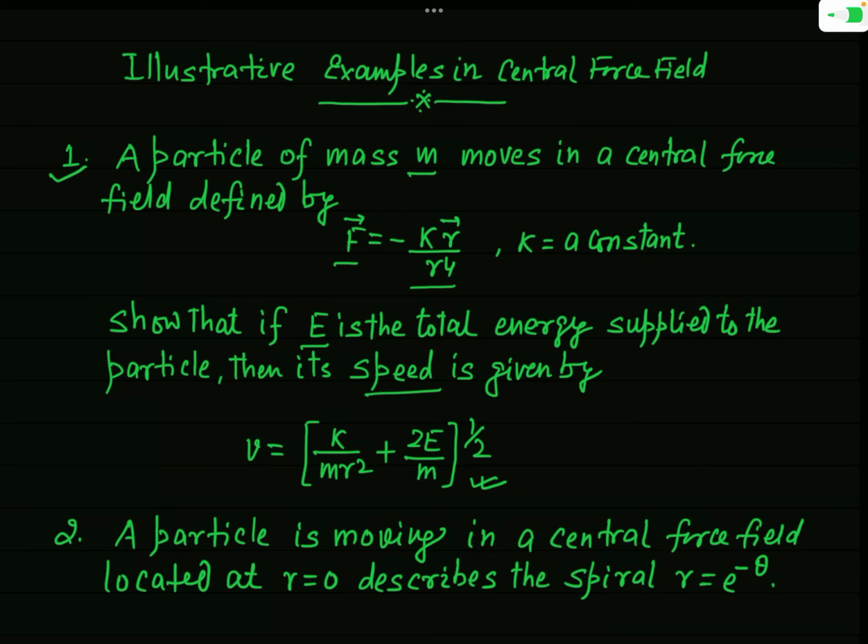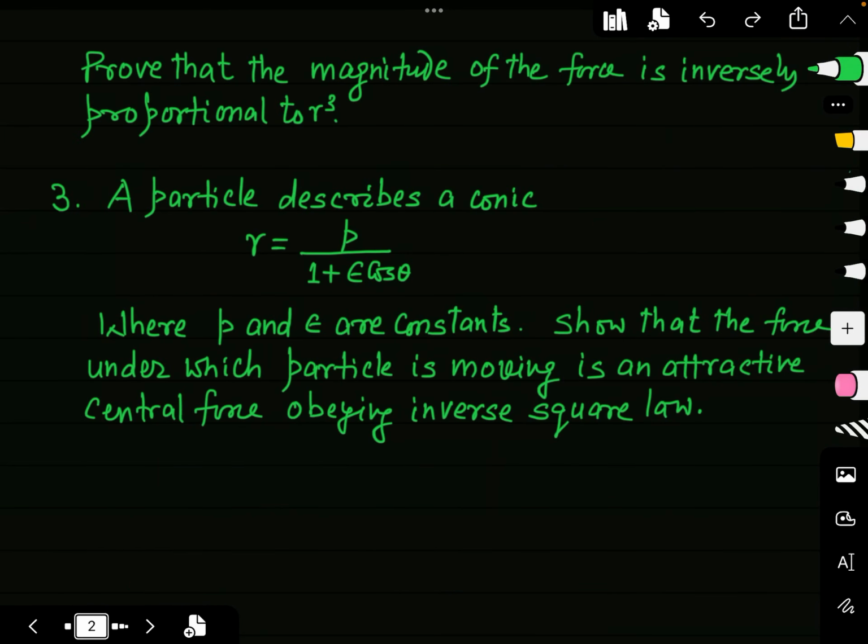Okay, so what is given in this problem? The central force under which the motion is taking place is defined, and the total energy of the particle is also given, which is E. Then we have to find what will be the speed of the particle. This is a very simple problem. In the previous lecture, we have derived the expression for the total energy of a particle moving in a central force field. So writing the expression for the total energy of the particle moving in a central force field, you will be able to solve this problem. Okay, so let us see how we can solve this problem.